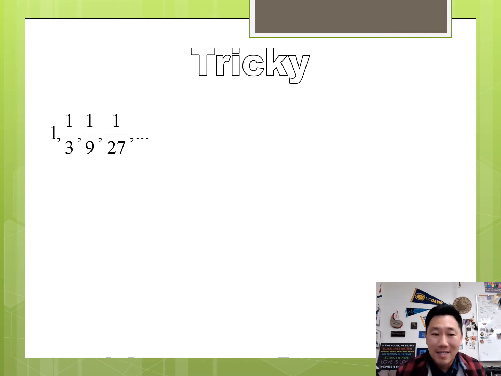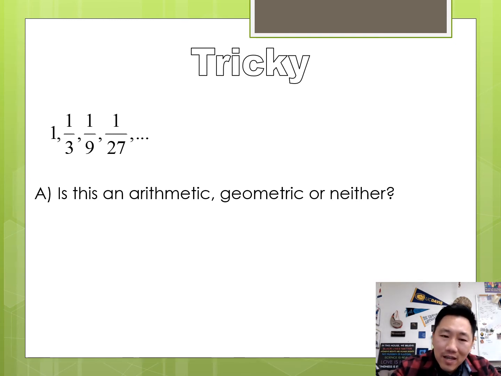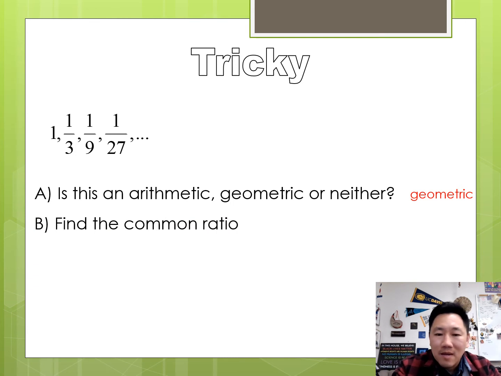Ooh, this one says tricky. And again, it's only tricky because it's fractions. Is this an arithmetic, geometric, or neither? So if you look, you can kind of tell that you're multiplying it by 1/3, multiplying it by 1/3, multiplying it by 1/3. So it looks like you're multiplying it by 1/3 every time, which makes it a geometric sequence when you multiply. You can also say divide by 3. That works as well. All right, so our common ratio is 1/3.